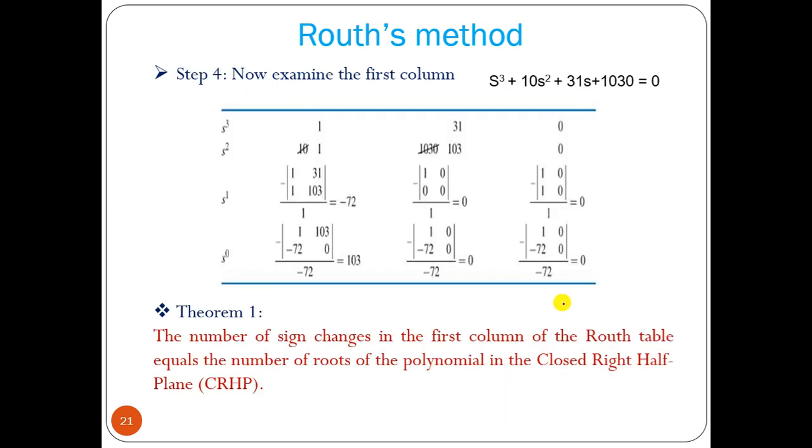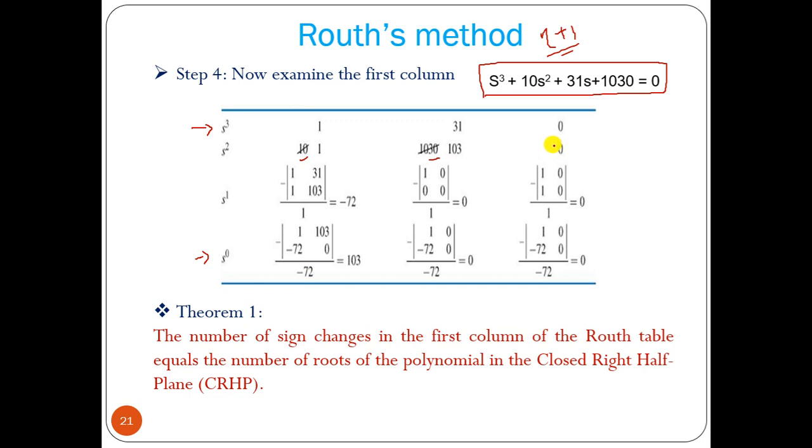So let us take one example of that. This is your characteristic equation, with starting value s cube. So we can start from s cube up to s0. What is the order of the system? If this is n, how many rows should there be? That should be n plus 1, because we have s to the power 0 at the bottom. Now we put all the coefficient values alternately. So 1, then 10, 31, then 1030.